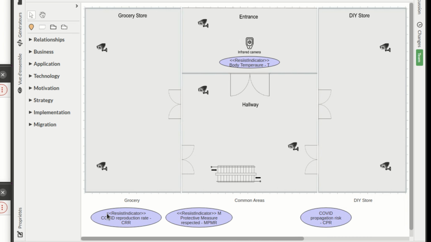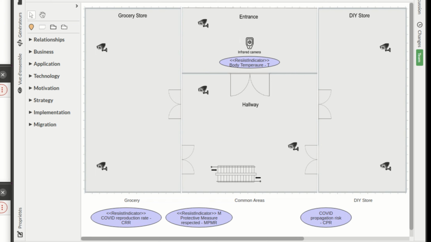We find these three indicators in the 2D view in order to be able to locate them in the different zones of the shopping center, like here T for the input with the data source that is the infrared camera, or at the global level of the shopping center, CRR, MPMR, and CPR.